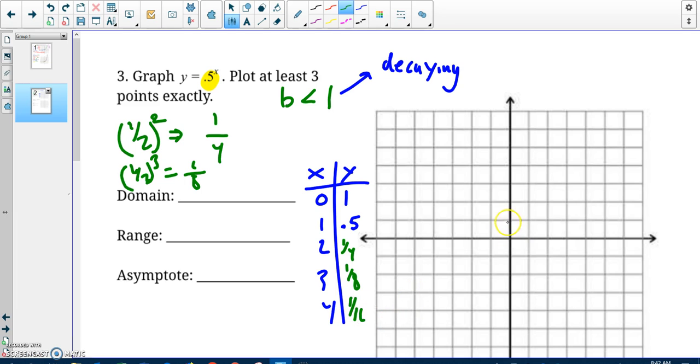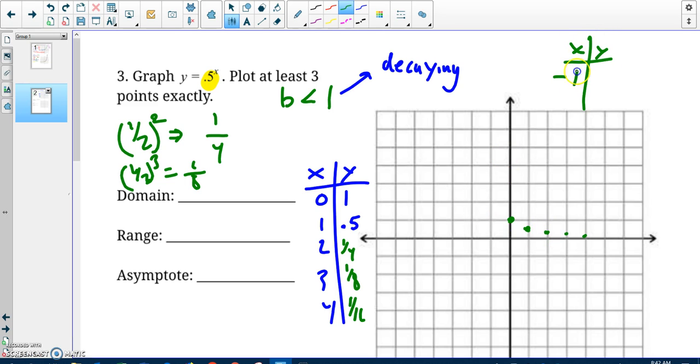Let's plot those points. At 0, I'm at 1. At 1, I'm at half. At 2, I'm at a fourth. At 3, I'm at an eighth. At 4, I'm at a 16th. This is looking kind of weird. I kind of get what's going on here, I think, but let me plug in some negative x values.